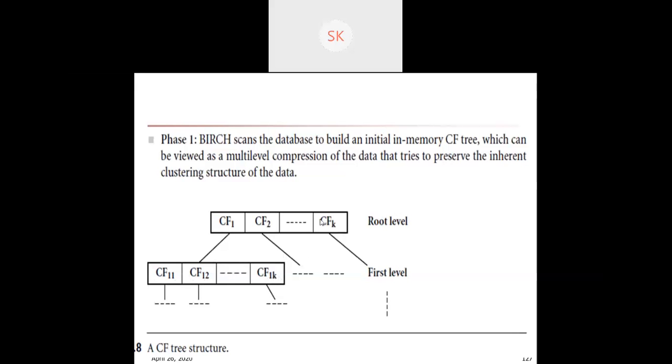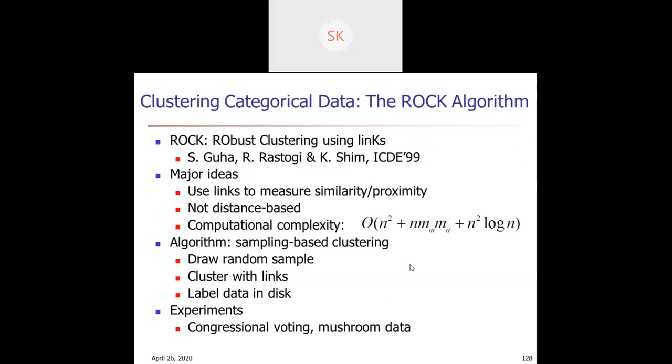CF is what? That is the three-dimensional vector. First is the N, the number of objects. Second is the LS, and third is the SS. Linear sum and square sum. LS, that is linear sum. SS is for the square sum.